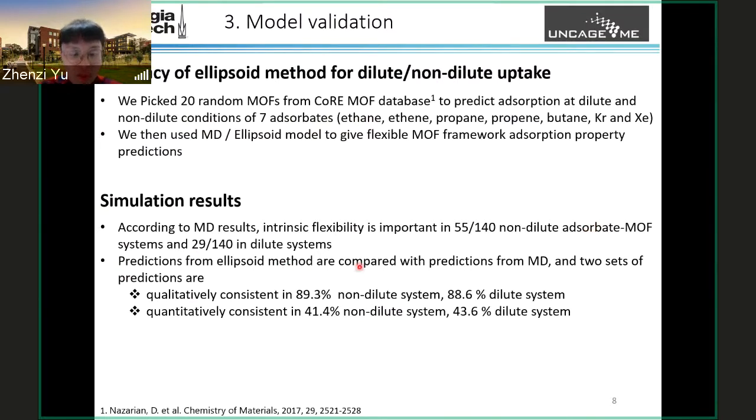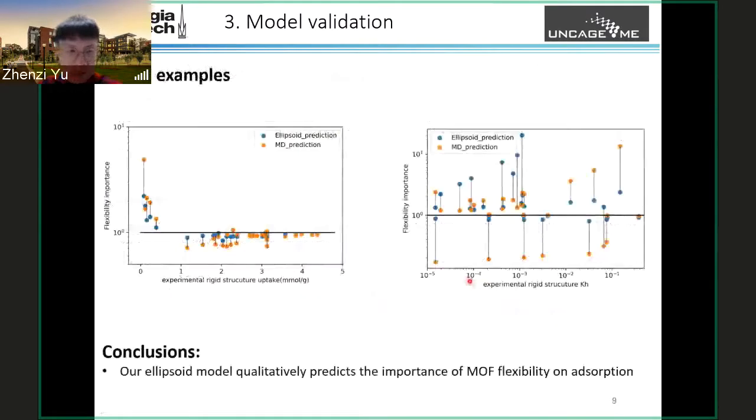And the predictions from the ellipsoid method are compared with the predictions from the MD method. And these two sets of predictions are qualitatively consistent in around 90% of cases in both dilute and non-dilute systems, and quantitatively consistent in around 40% in non-dilute and dilute systems. And in the next slides, I will try to introduce two examples of how this data is illustrated.